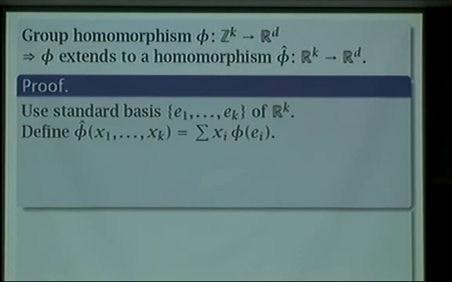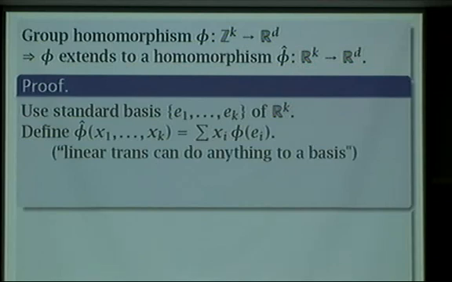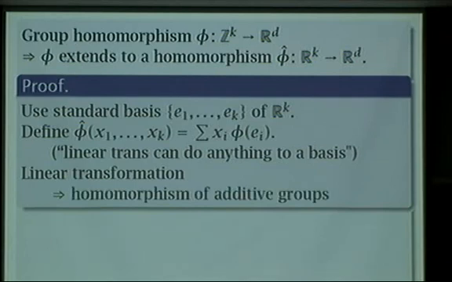And in fact, we have to go through and check that phi hat extends phi, that this is a homomorphism, and that it's continuous. But all those things are obvious because you've all seen this before. For undergraduates, we teach them that a linear transformation can do anything you want to a basis, and the way you define the linear transformation is just by this formula. The point is that a linear transformation respects addition and scalar multiplication. The fact that it respects addition means that it is a homomorphism of additive groups.